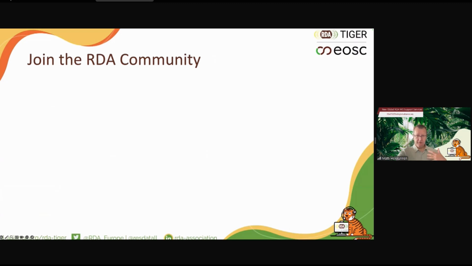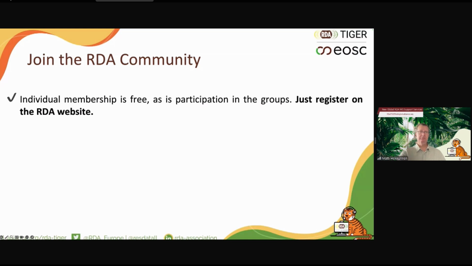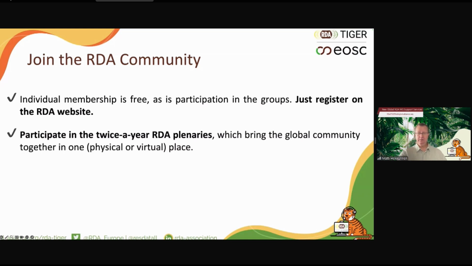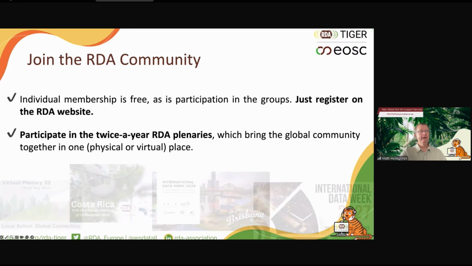So the pitch, in a way: how do we join? As an individual member, you just go to the website and register. Participating in plenaries, these days one of them is always virtual and the other one is hybrid. So there are 2 opportunities to see what is going on in a very focused way and engage with the people.